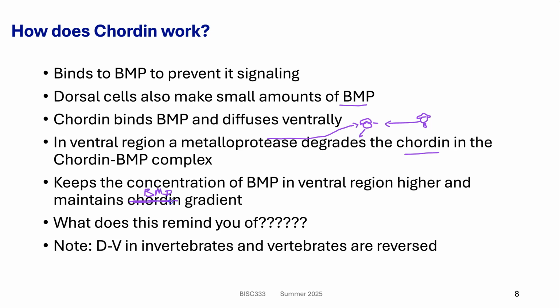That's a typo. So this should remind you of something that we've talked about in a previous class before the first midterm, and just bear in mind that invertebrate and vertebrate dorsal ventral patterning is reversed. So the dorsal nerve cord in vertebrates is a ventral nerve cord in invertebrates, and a lot of the DV patterning molecules work oppositely.